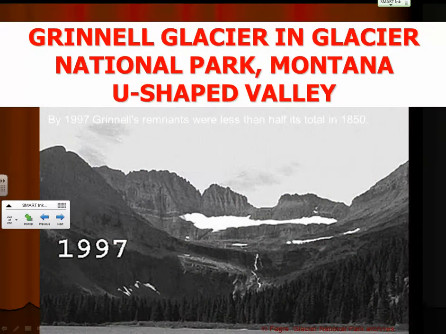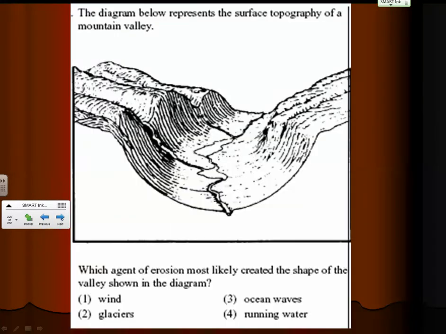1997. Grinnell Glacier in Glacier National Park, Montana. U-shaped valley. All right, questions on U-shaped valleys. The diagram below presents the surface topography of a mountain valley. Which agent of erosion most likely created the shape of the valley shown in the diagram? And we're looking obviously for the topic we're learning about today, glaciers.